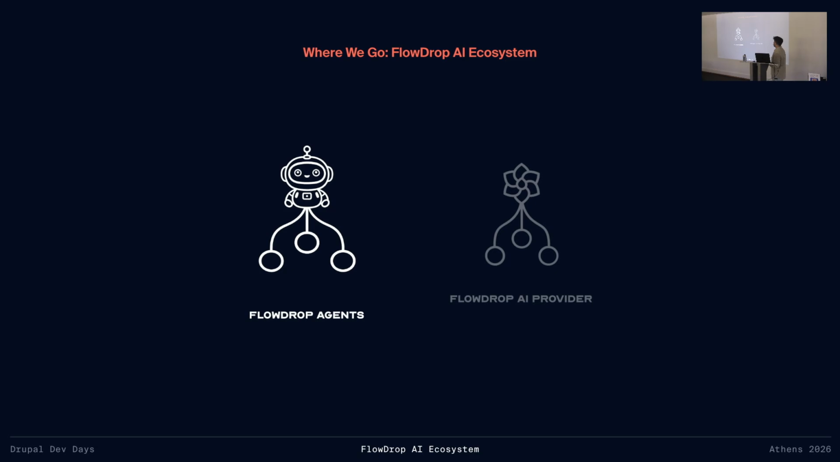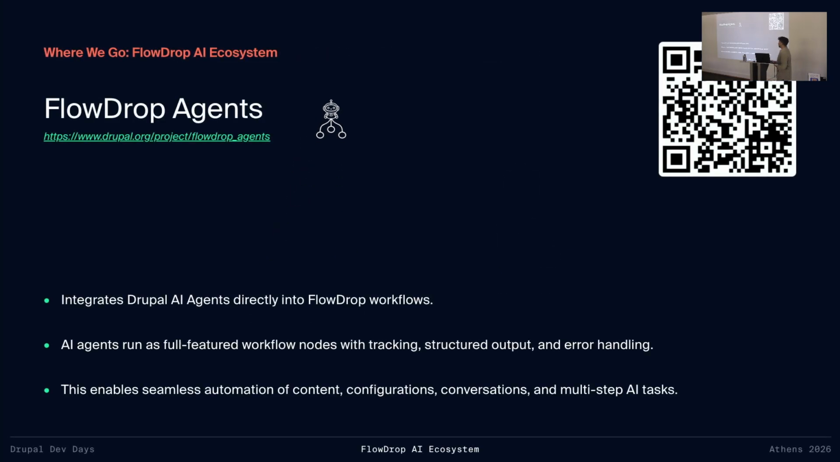So where do we go with the Flowdrop AI ecosystem? With this module, we are going to improve the pain points that I shared at the very beginning. The first module that we rely on in the Flowdrop AI ecosystem is Flowdrop Agent. And what this module is going to do is integrate everything coming from Drupal AI agents inside Flowdrop workflows.